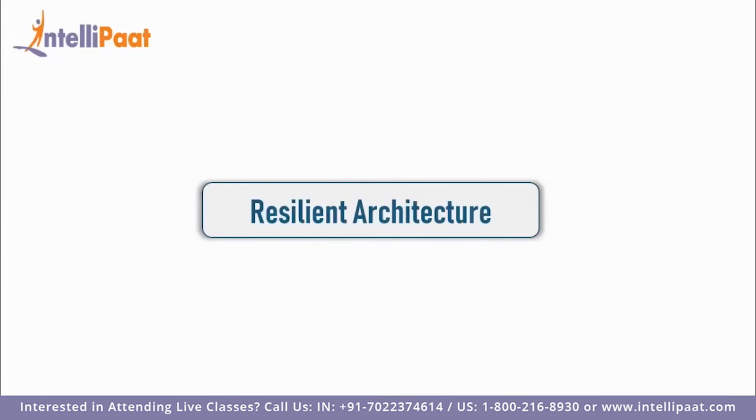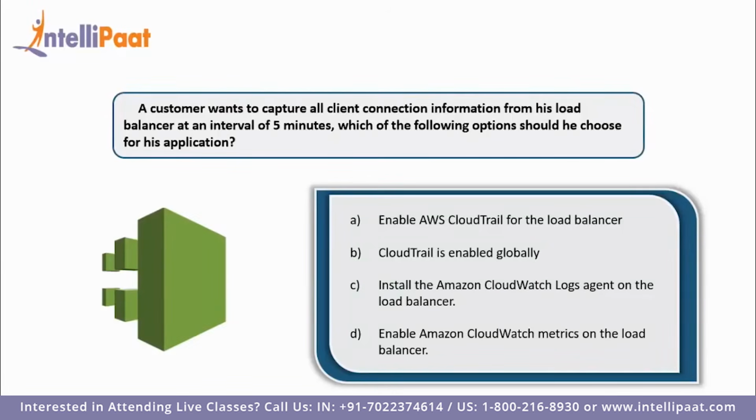Moving on, our next question falls under the domain of resilient architecture. All the questions that we'll be discussing henceforth in this domain will be dealing with the resiliency of an architecture. A customer wants to capture all client connection information from his load balancer at an interval of 5 minutes. Which of the following options should be chosen for his application? I'll read out the options for you. Option A says enable AWS CloudTrail for the load balancer. Option B says CloudTrail is enabled globally. Option C says install the Amazon CloudWatch logs agent on the load balancer. And option D says enable CloudWatch metrics on the load balancer.